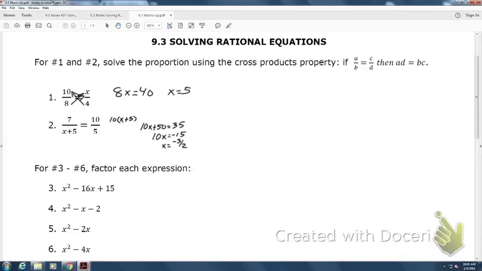Okay, so coming down, these are just factoring these expressions. And guys, remember, if that leading coefficient is 1, don't overcomplicate it. Factors of positive 15 that give me negative 16: negative 15 and negative 1. On 4, factors of negative 2 that give me negative 1 are negative 2 and 1.